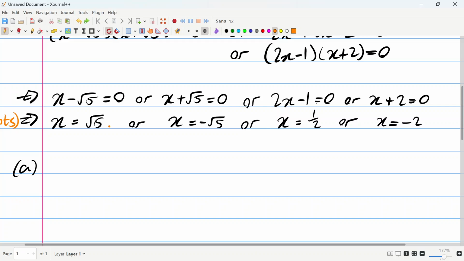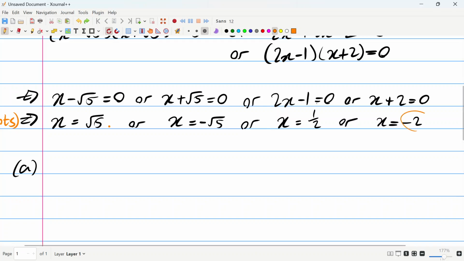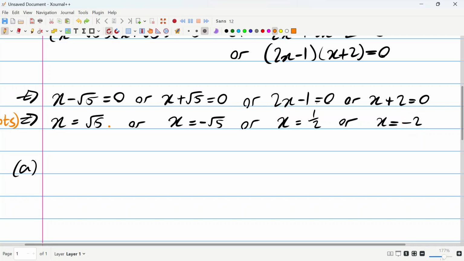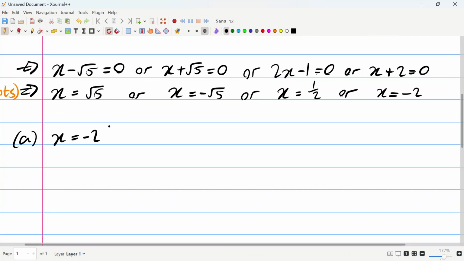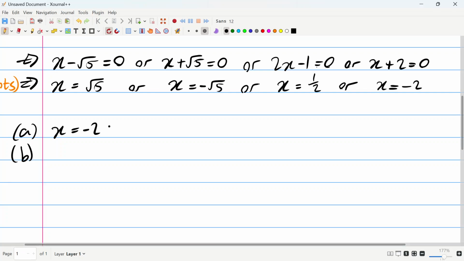We can't let it be an integer. So the only one that we can see that is an integer is negative 2, because it is a whole number and it's negative. Okay, so therefore the only value that can be an integer is negative 2. We can say x equals negative 2. Okay, that's the root that can be an integer.